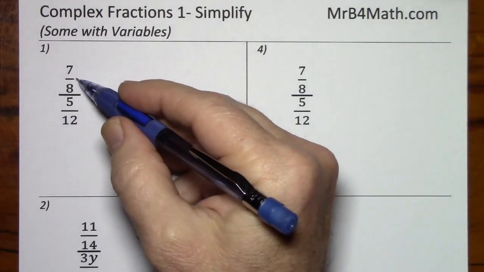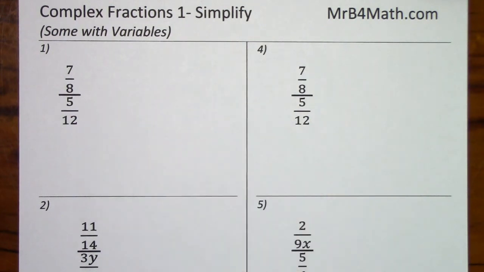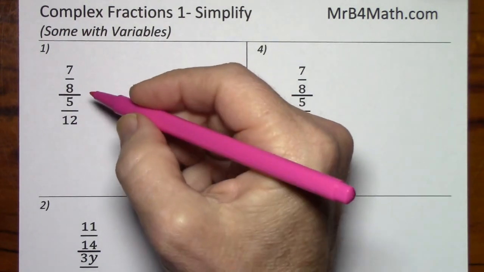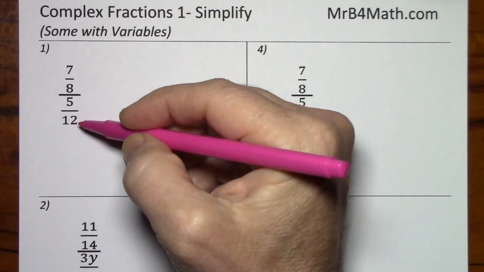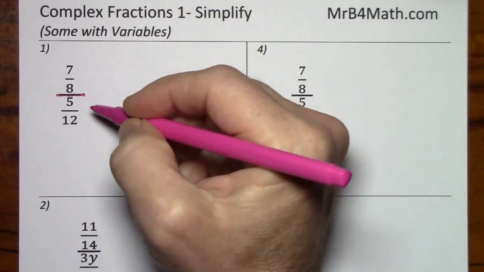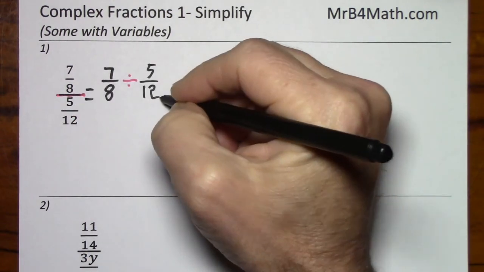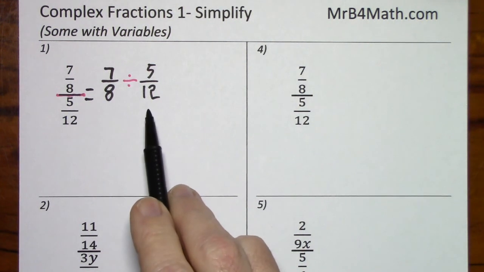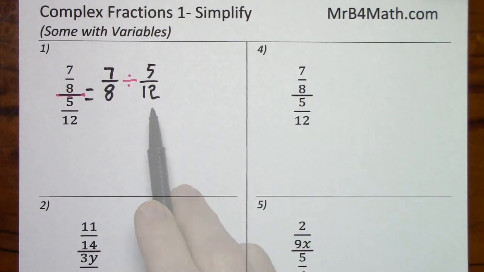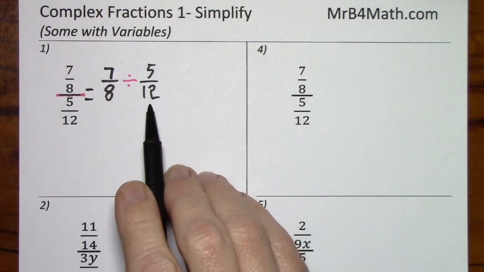Anytime there's more than one fraction bar in the stack, you have a complex fraction. So first we'll discuss the meaning of this. This is 7/8 divided by 5/12. This is another way of writing that. And when you divide by a fraction, you take the reciprocal of the divisor and then you multiply.